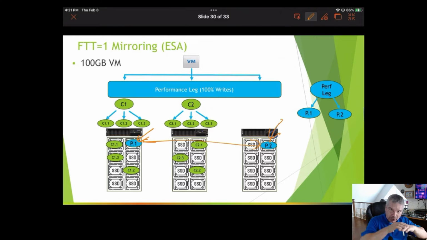Then when we get that full stripe, when that stripe has been written to, the full stripe, we'll then offload that to the capacity tier at that point. Okay, so this can help with performance. This may not seem like a big deal with RAID 1.